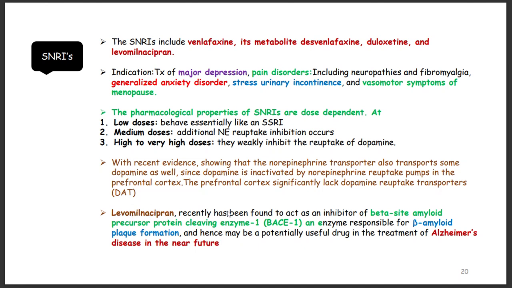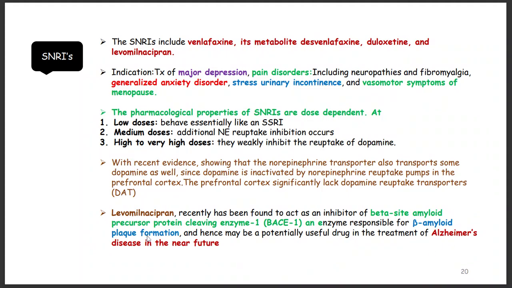So this drug, levomilnacipran, has been found to work in Alzheimer's disease because there is an enzyme, beta site amyloid precursor protein cleaving enzyme, BACE1. This enzyme actually forms beta amyloid, and this beta amyloid is what leads to Alzheimer's disease. So if you inhibit this enzyme, you inhibit the formation of beta amyloid, and so you prevent Alzheimer's disease.